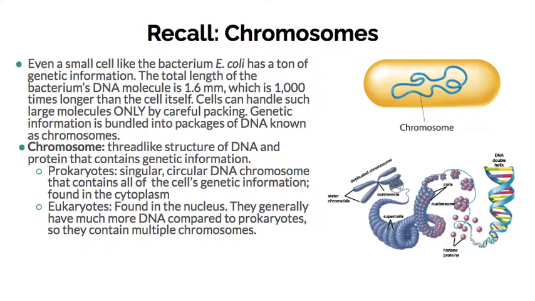But if you remember, last class we talked about chromosomes, and remember chromosomes are thread-like structures of DNA and protein that contain genetic information. In prokaryotes, here's a good diagram of typically what a prokaryotic chromosome looks like. Remember that consisted of a single circular chromosome, and it contains all the cell's genetic information, and it's found in the cytoplasm. Eukaryotes, we know, are more complex, and the chromosomes are usually found in the nucleus.